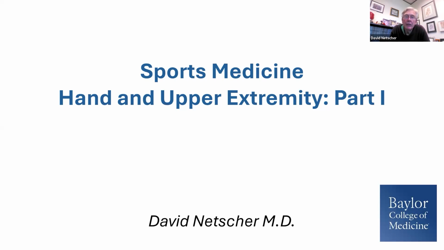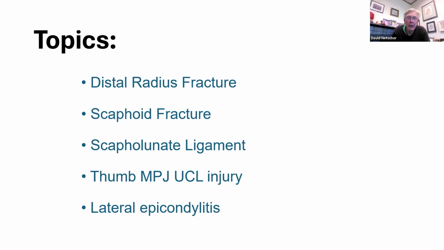So today we're going to talk about part one, sports medicine, hand and upper extremity. Our topics for discussion are going to be, by request, distal radius fracture, scaphoid fracture, and then going on with that, scapholunate ligament injuries, which you really can't separate from scaphoid fractures. And then the thumb metacarpal ulnocollateral ligament injuries, and then lateral epicondylitis.